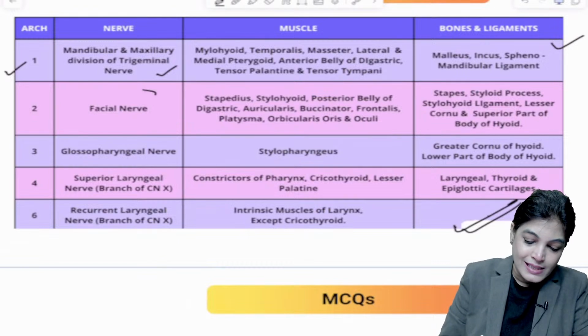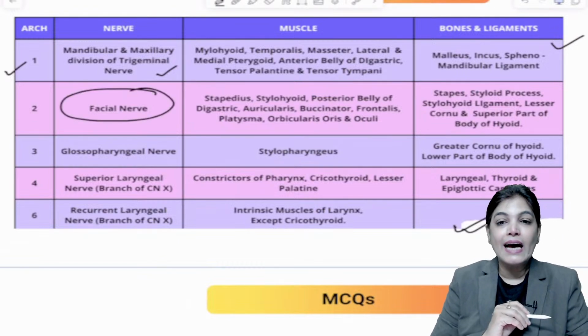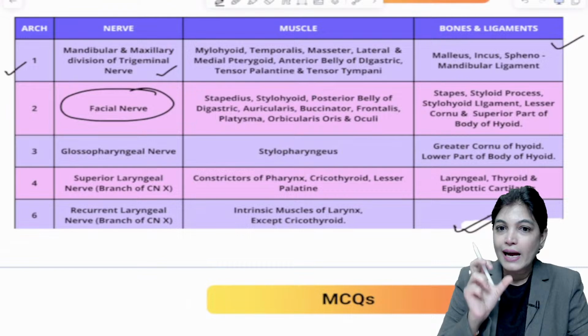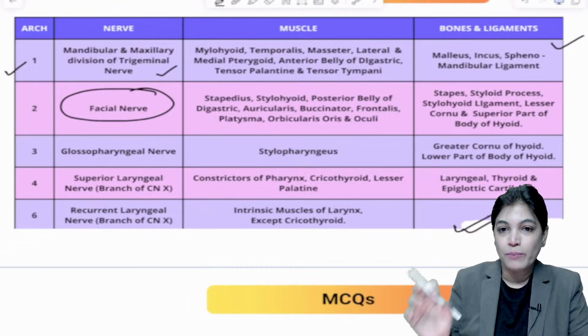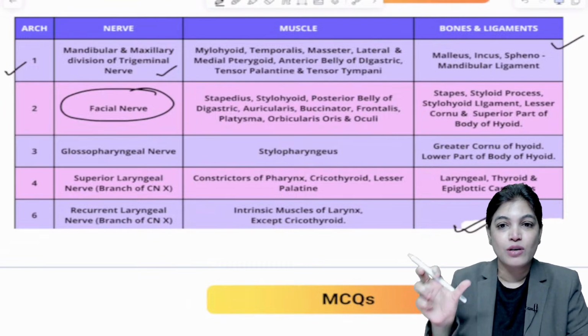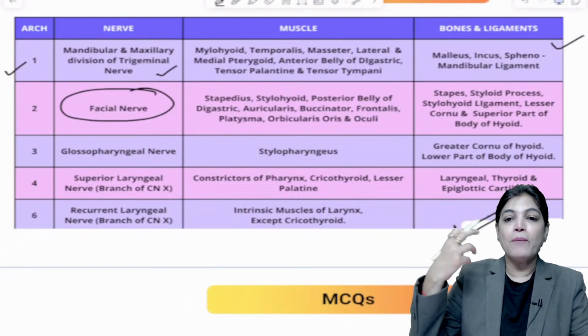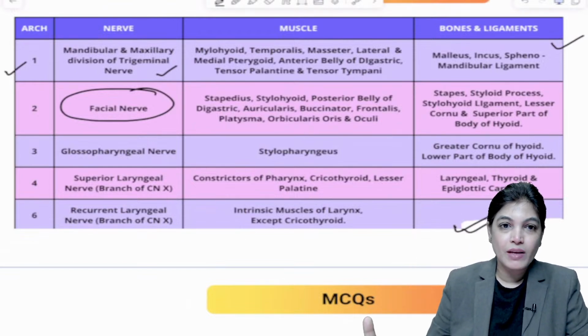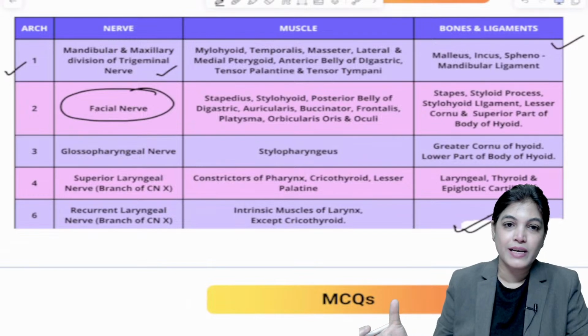Now coming to the second arch nerve. The second arch nerve is the facial nerve. I would add here that the chorda tympani nerve, which is a pre-trematic branch of the facial nerve, is a part of the first pharyngeal arch derivative only. Okay.